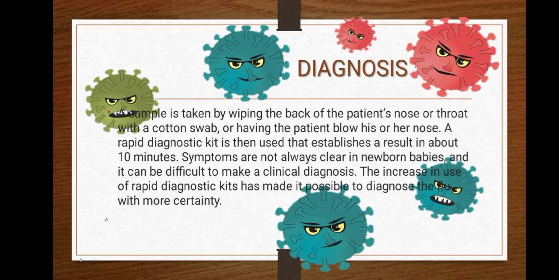Diagnosis: a sample is taken by wiping the back of the patient's nose or throat with a cotton swab or having the patient blow his or her nose. A rapid diagnostic kit is then usually used that establishes a result in about 10 minutes. Symptoms are not always clear in newborn babies and it can be difficult to make a clinical diagnosis. The increase in use of rapid diagnostic kits has made it possible to diagnose the flu with more certainty.